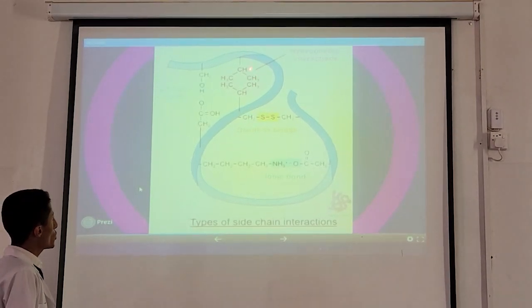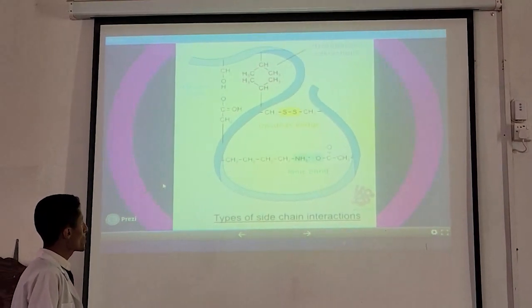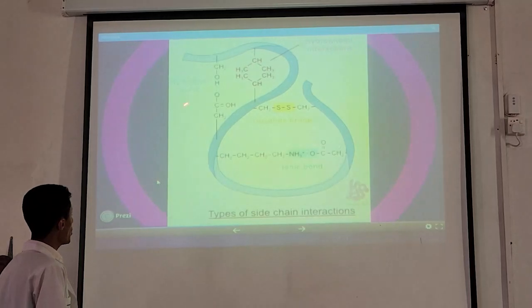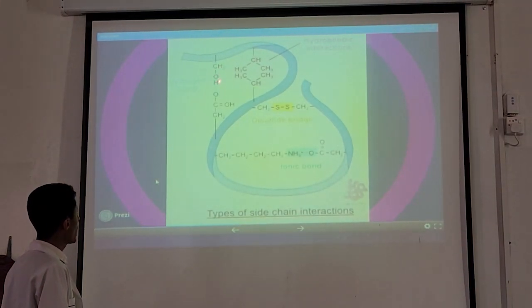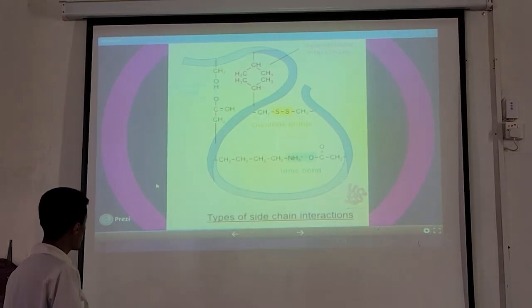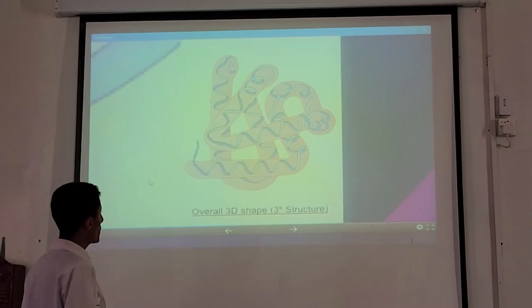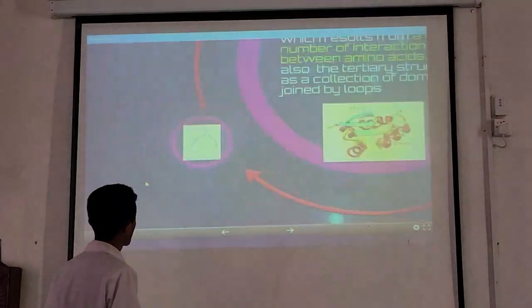Or when two amino acids are hydrophobic, when they are close to each other, they will revolve to each other and form a space like this. Or when two amino acids, one of them has a hydroxyl and one of them has a carboxyl group, they will form a hydrogen bond. And finally, they will form for us a three-dimensional structure, which is the tertiary structure.